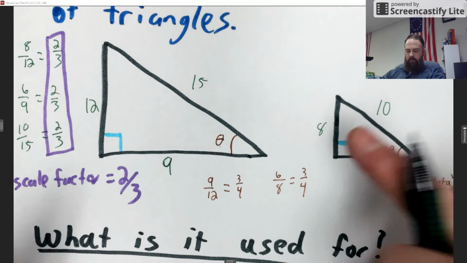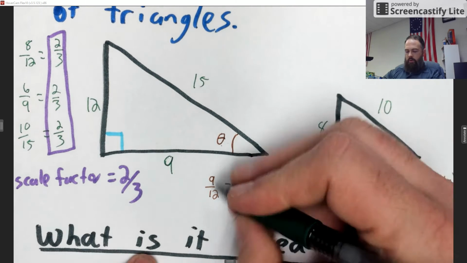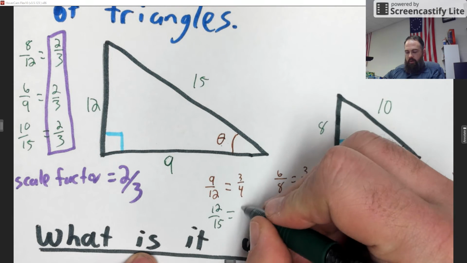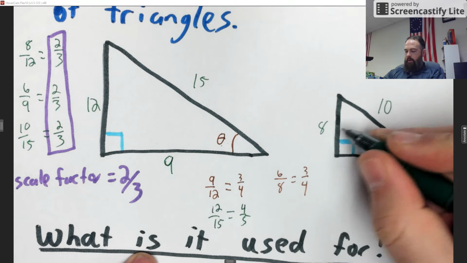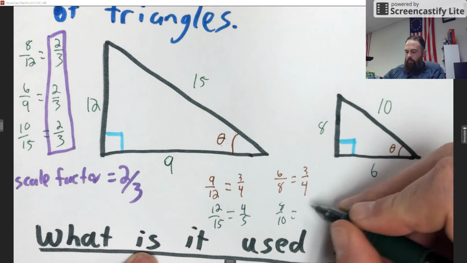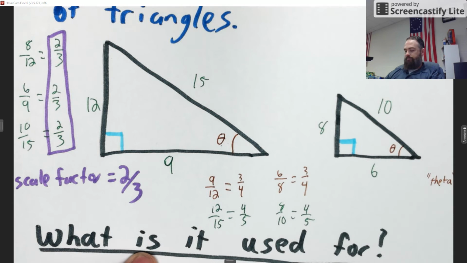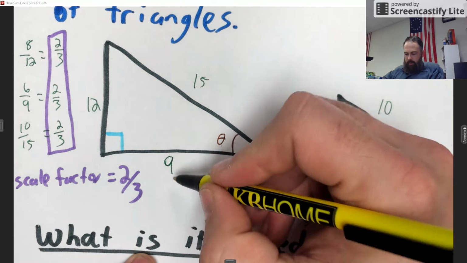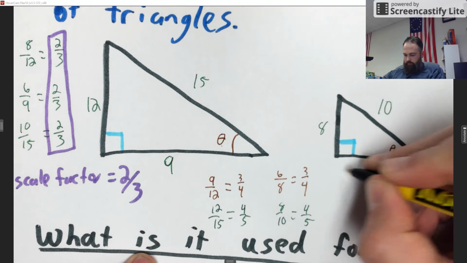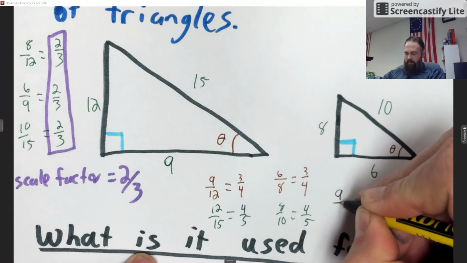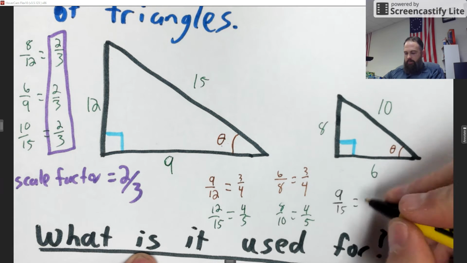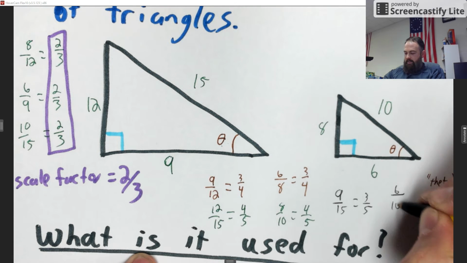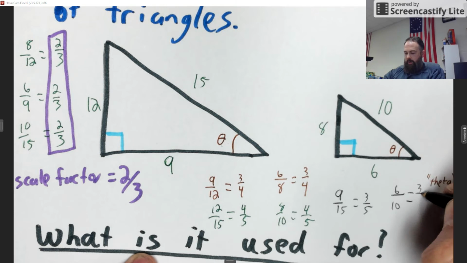Now let's try that with our left side and our hypotenuse. 12 divided by 15 reduces down to 4/5. Over here, 8 divided by 10 reduces down again to 4/5. Let's try it for our third set: 9 and 15, the bottom and the hypotenuse. 9 divided by 15 reduces down to 3/5. Also, 6 divided by 10 once again reduces down to 3/5.